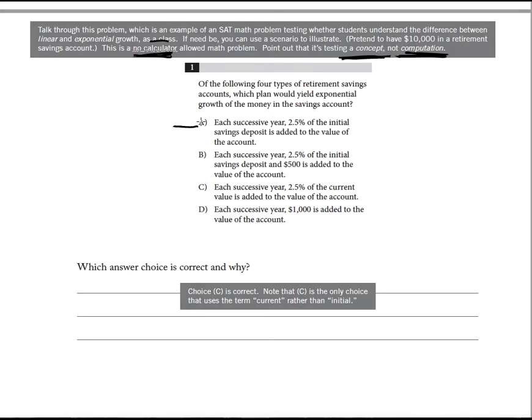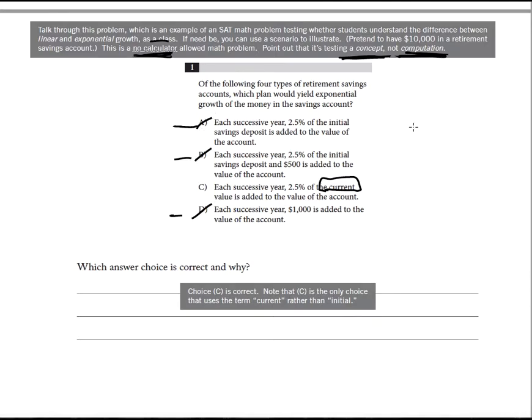But diving in here, if you go to choice A, for example, it says each successive year, 2.5% of the initial savings deposit is added to the value of the account. Choice B, each successive year, 2.5% of the initial savings deposit and $500 is added to the value of the account. And you'll notice that choice C is the only one that talks about the current value. What you want to get students to understand is that choices A, B, and D are incorrect because they would represent linear growth, right?